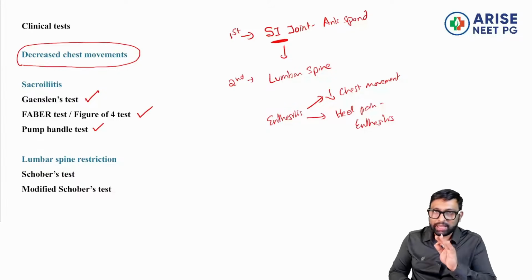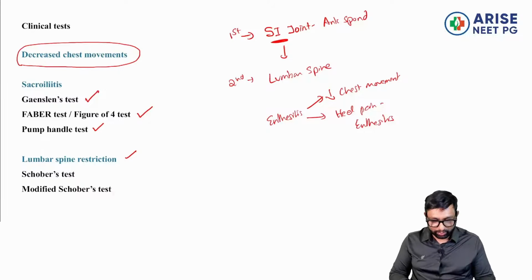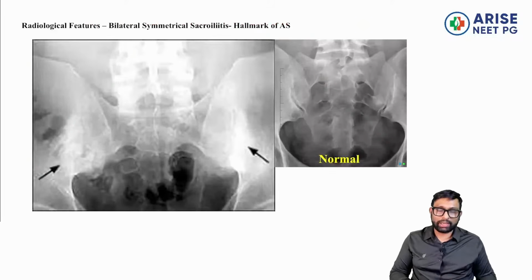And I want you to remember each of these tests. Go back and see how each of these tests are done. For lumbar spine restriction, we do something called a modified Schober's test or the Schober's test, and that is going to tell us if the patient has ankylosing spondylitis or not. So these are the three tests that we commonly do.